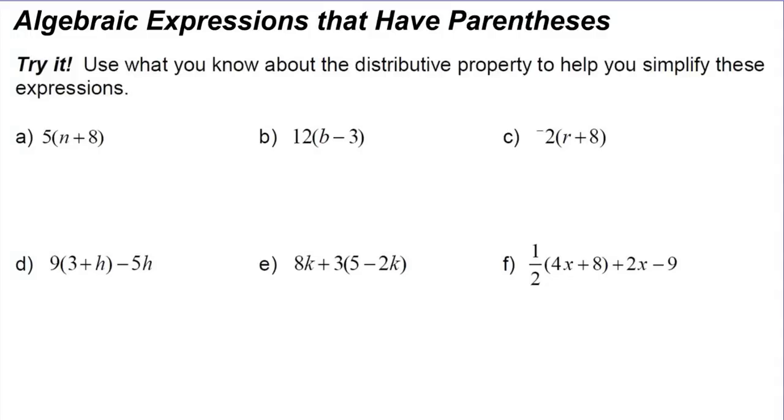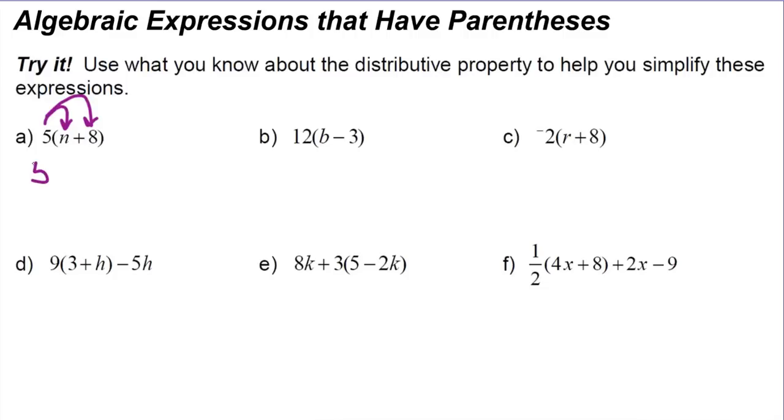So finally, let's look at algebraic expressions that contain parentheses. These get a little bit more complex, but we're going to apply what we learned in the last video about the distributive property to help simplify these expressions. So again, this first one, 5 times n plus 8, we can't do n plus 8. Those are not like terms, but I can use the distributive property to simplify this.